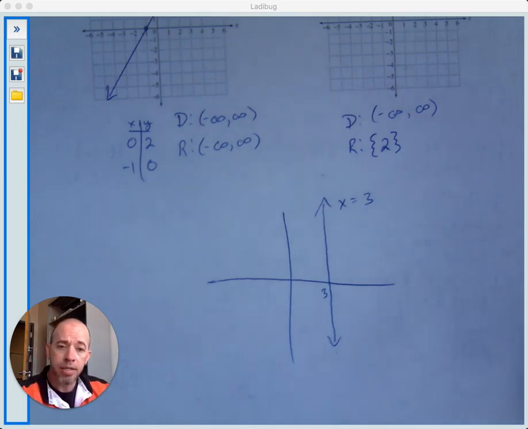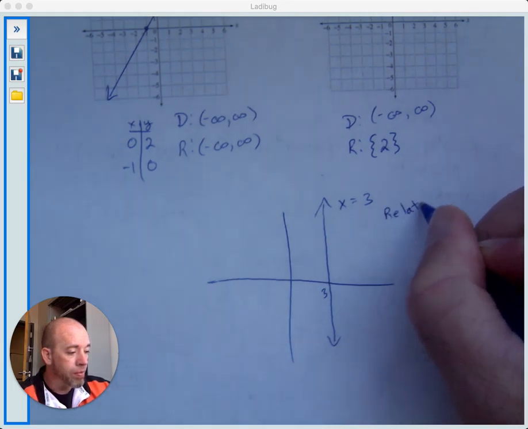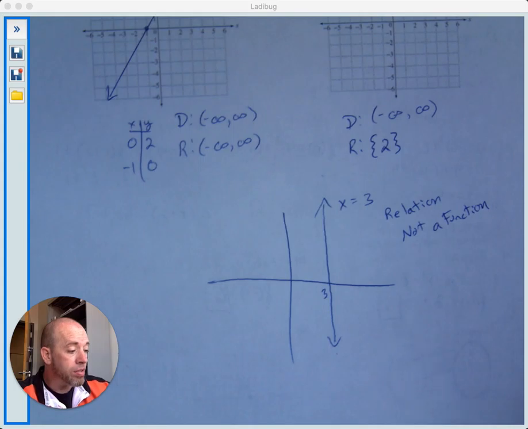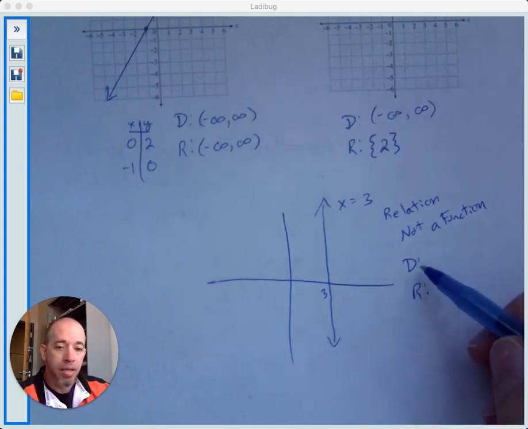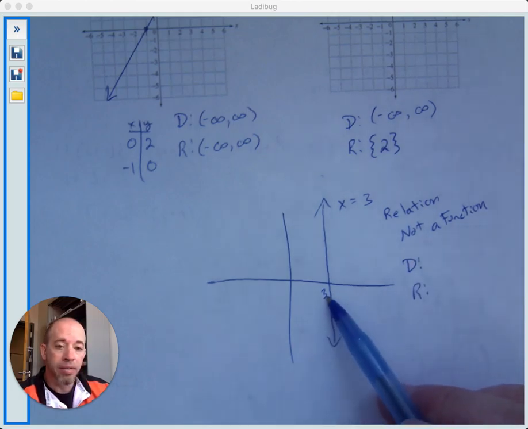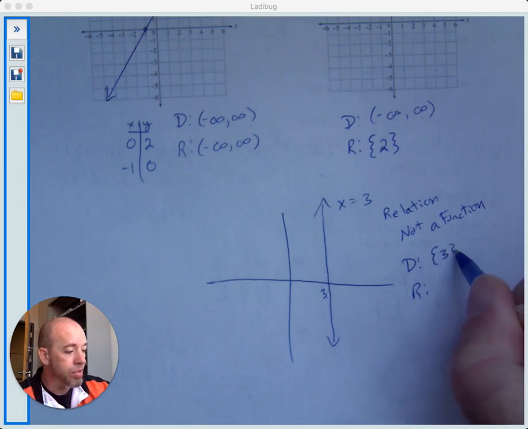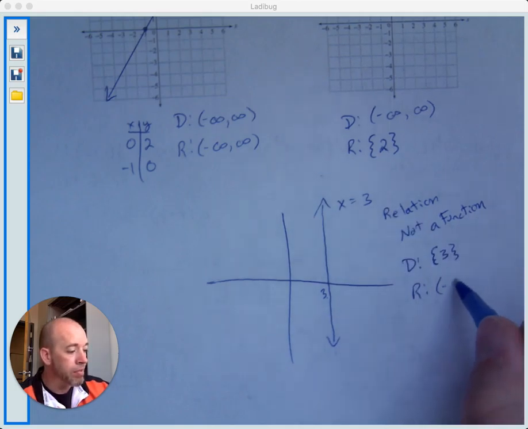Is it a relation? Yes, it is a relation. We could still find domain and range, but it's not a function. So this would be a relation, not a function. And we could still find the domain and range of this relation. The domain, there's only one x value, right? 3 is the only x value on this entire line, so we have a set with just 3 in it. The range, since it goes down forever and up forever, would be negative infinity to infinity.